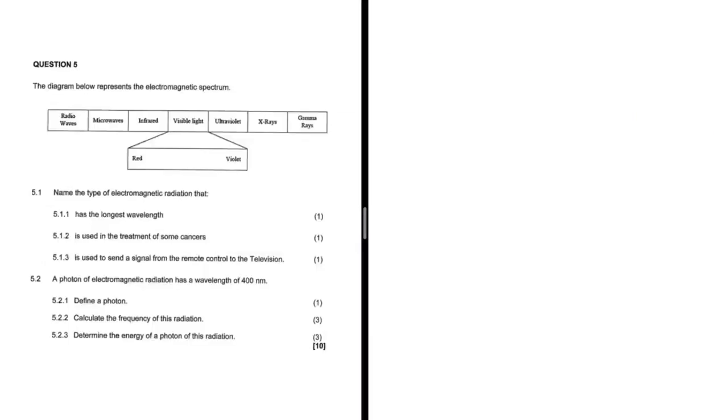Name the type of electromagnetic radiation that has the longest wavelength. So let's go ahead and take a look. We have radio waves, microwaves, infrared, up to gamma rays. The longer the wavelength, the lower the frequency. So the answer to 5.1.1 is radio waves. They have the longest wavelength and hence the lowest frequency.